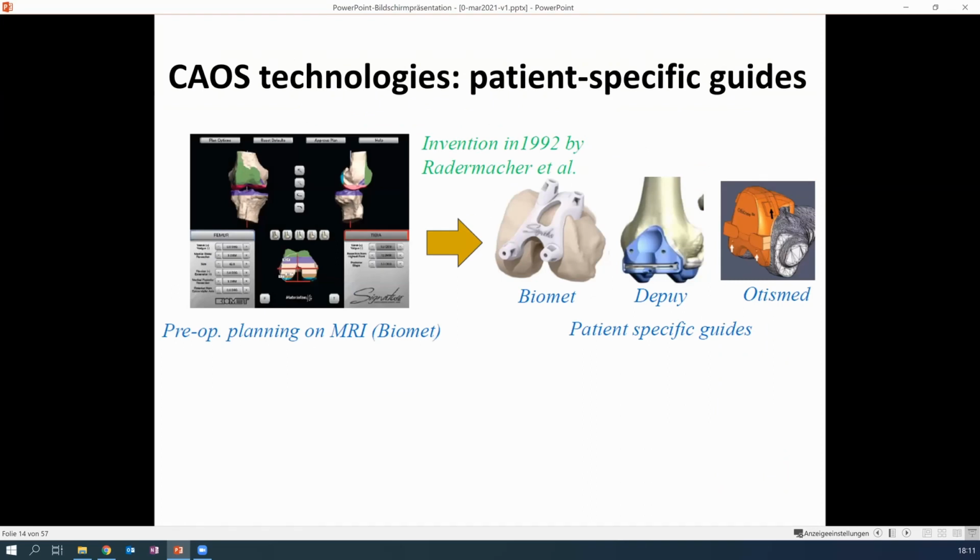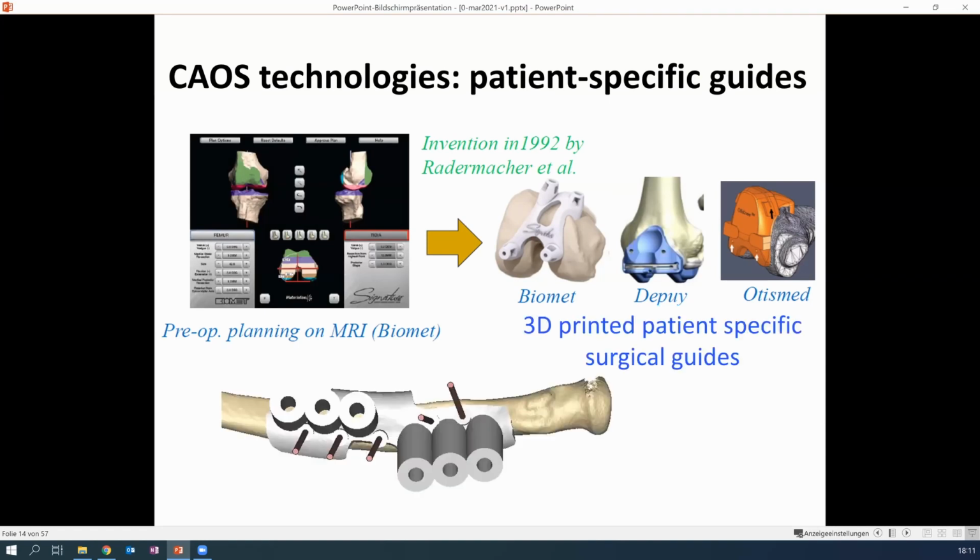And then, as I mentioned, the patient-specific guides, it's a very important development because it's a simple mechanical solution, which of course has some drawbacks. It dates back to 1992. Professor Rademacher in Germany invented those, way before 3D printing was there. So the idea of using something simple and mechanical was already there. It became, of course, more relevant with the rise of 3D printing.